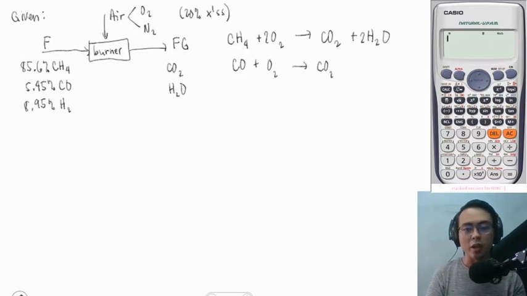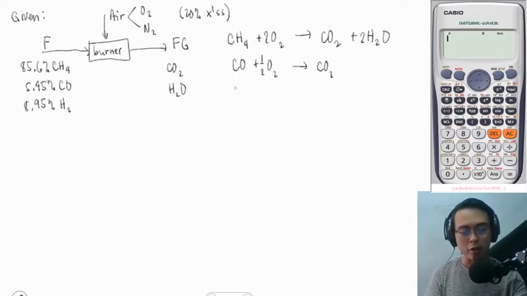So basically, when you have carbon-based compounds, as long as it's not carbon dioxide, it can still be combusted. Okay? If you have carbon dioxide in your feed, that's the only time wherein it can no longer be combusted. So in this case, balancing the equation, we multiply the oxygen by 1/2. Since we have carbon dioxide in the product, we already have the carbon dioxide in the flue gas.